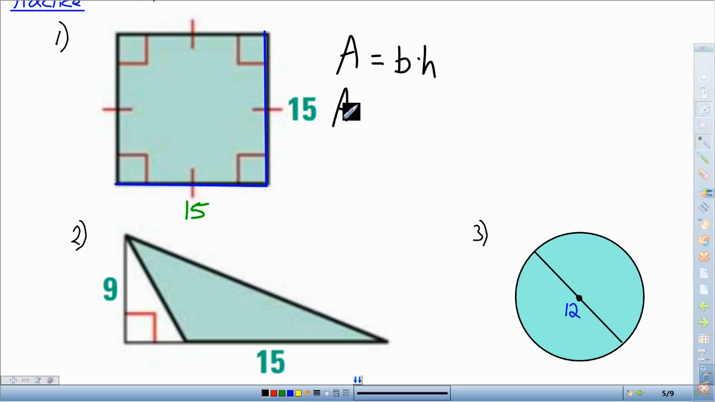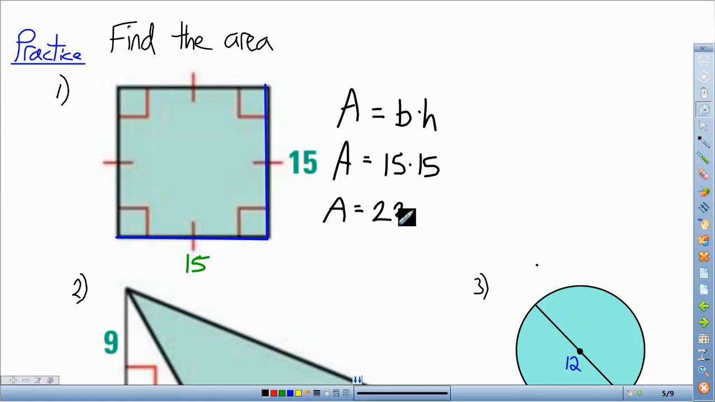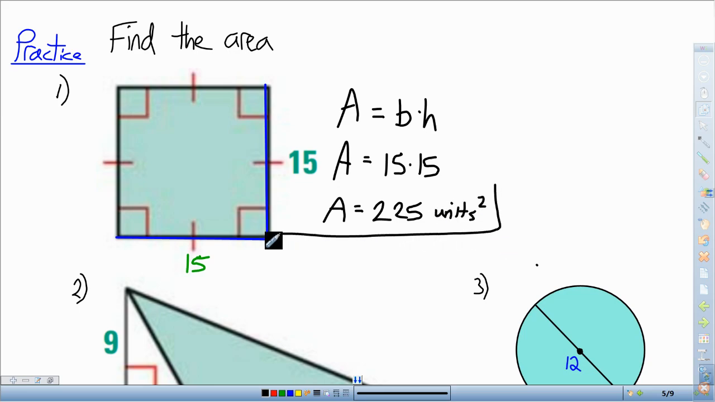All right, so area equals base 15 times height 15. We can go ahead and type that in. So 15 times 15, I'm getting 225. Let's again point out units squared. There it is.